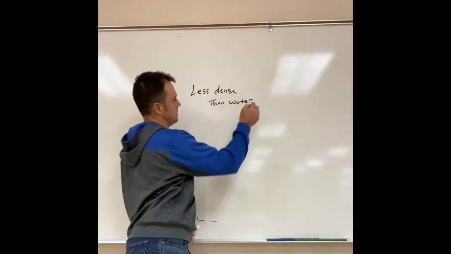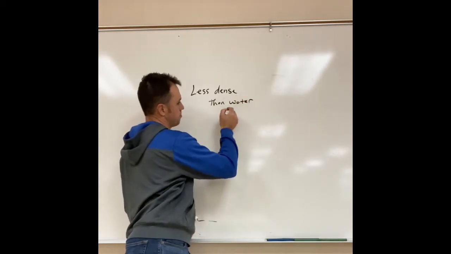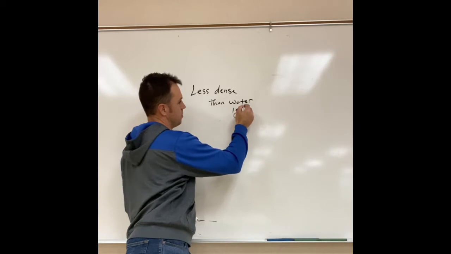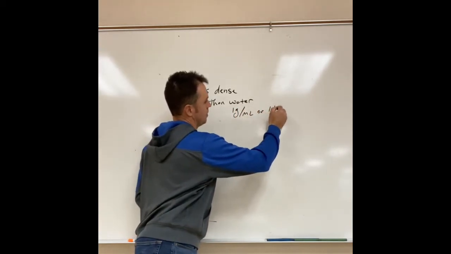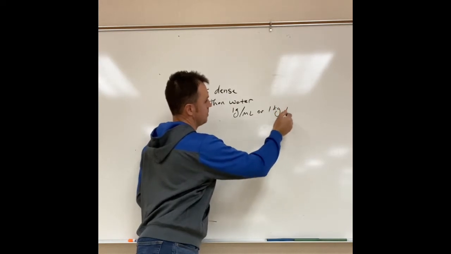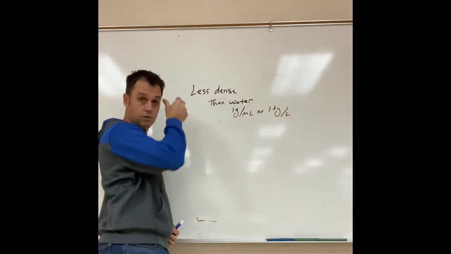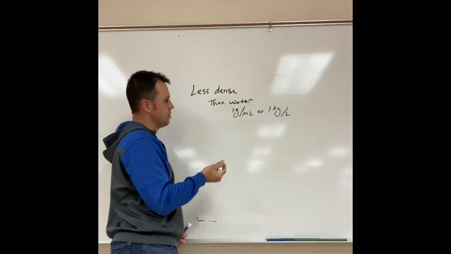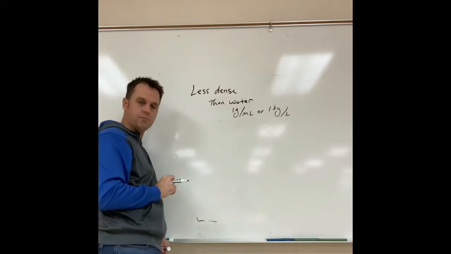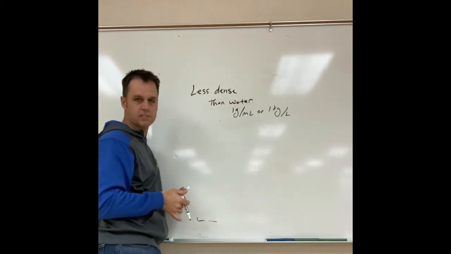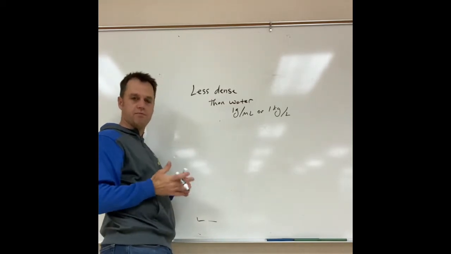So water has a density of 1 gram per milliliter, or 1 kilogram per liter. I think it's 1,000 kilograms per meter cubed is another way to write its density. So anything less than that's going to float, but why? What is it that makes that buoyant force on an object when you try to put it in a fluid?